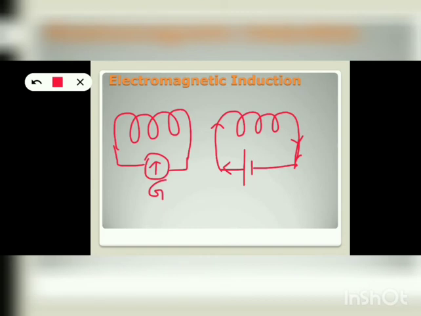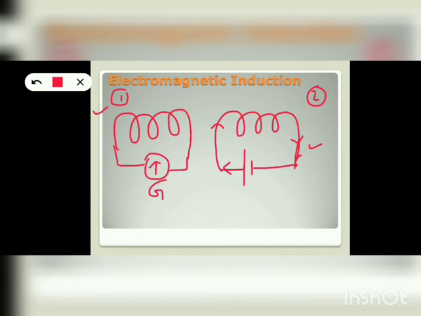Now, let's move on to the second experiment performed by Michael Faraday. Here, in the figure, there is a coil, and that coil is connected to a galvanometer. Let this coil be coil 1. Now we have one more coil. We can name it coil 2. And this coil is connected to a battery. Okay. Now switch on the circuit here. Just switch on the circuit.